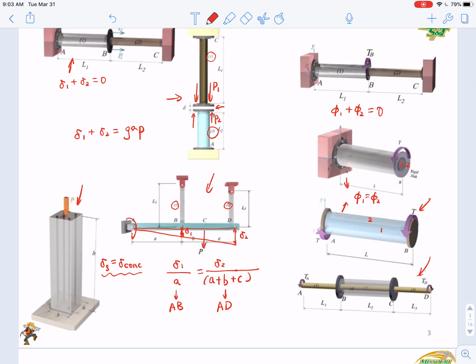For the last case, if you look at this part, cut this part off, it's actually the same as the above case. The only difference is that you have element 2 and element 4, the skin. Here the compatibility equation can be written as phi 2 equals phi 4. Okay, those are the possibilities.